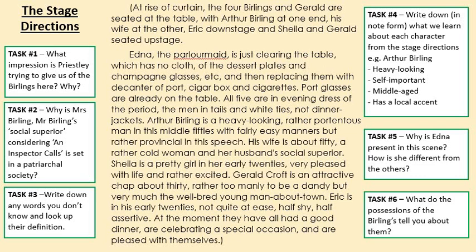So try to picture that scene, because that's what Priestley wants his audience to see straight away as soon as the curtains are drawn. So the first task I'd like you to think about is, what impression is Priestley trying to give us of the Burlings here, and why? So you might notice they're a fairly affluent family. They have a parlour maid, which is obviously quite a privilege. It sets them apart as being wealthier. You've got the idea of champagne glasses. You've got the fact they've got port glasses. They're obviously quite a wealthy family.